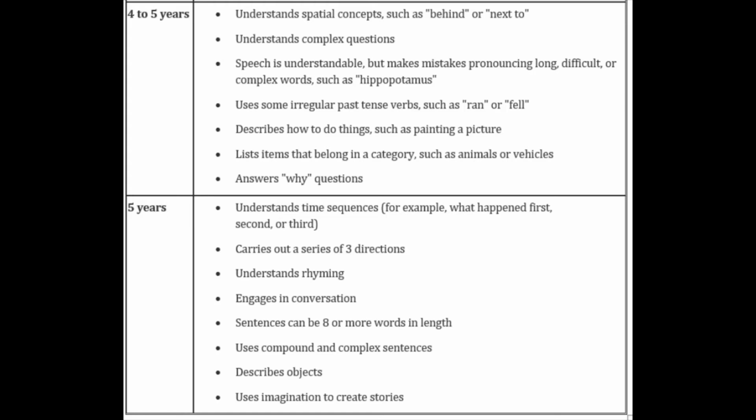And then from approximately 5 years, they should understand time sequence. So for example, what happened first, second, third. They should be able to carry out a series of 3-step directions. They should understand rhyming, engage in conversation. Sentences can be 8 or more words in length. They should use compound and complex sentences. They should be able to describe objects and finally use their imagination to create stories.